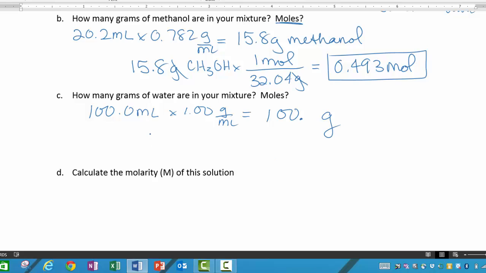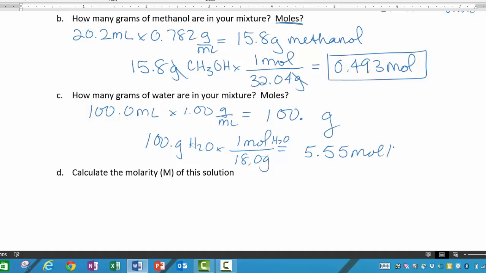I want to convert that to moles. So if I have 100 grams of H2O, and I know that 1 mole of H2O weighs 18 grams, when I plug that in my calculator, I get 5.55 moles of H2O.